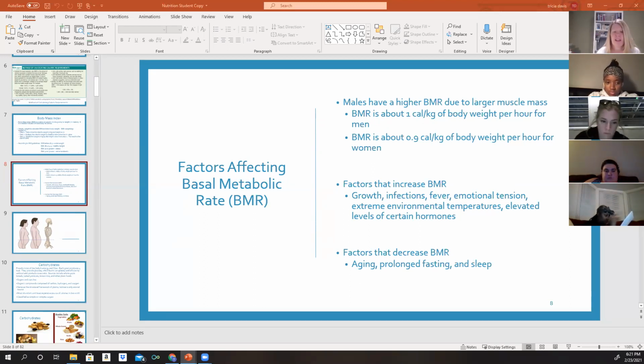There are certain factors that increase our basal metabolic rate: growth when we're growing as adolescents, infections, fevers, emotional tension, extreme environmental temperatures, and elevated levels of certain hormones. This is an important slide. I want you guys to remember this. Factors that decrease our basal metabolic rate would be aging, prolonged fasting, and sleep.